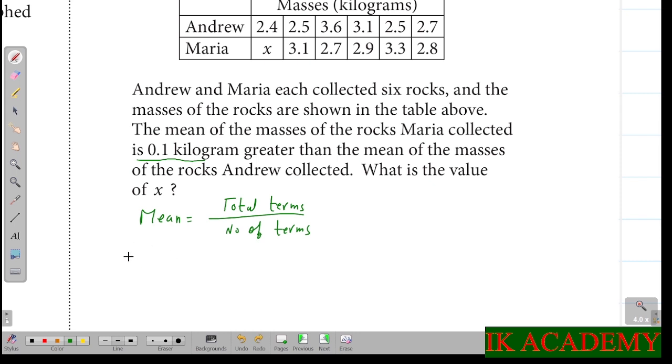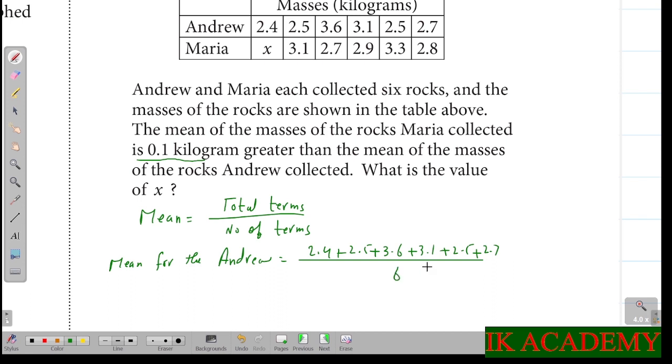Mean for Andrew is equal to the sum of the terms divided by the number of terms. So we have 1, 2, 3, 4, 5, 6 terms in total. So 2.4 plus 2.5 plus 3.6 plus 3.1 plus 2.5 plus 2.7 divided by 6. If we divide the sum of these by 6, we will get 2.6. The mean is 2.6.